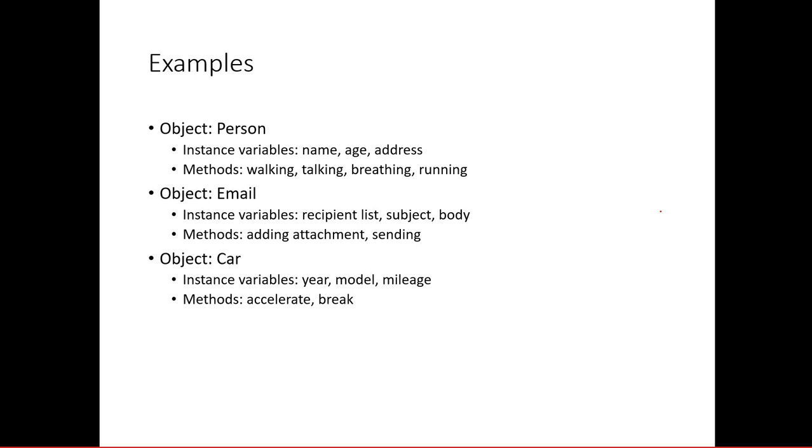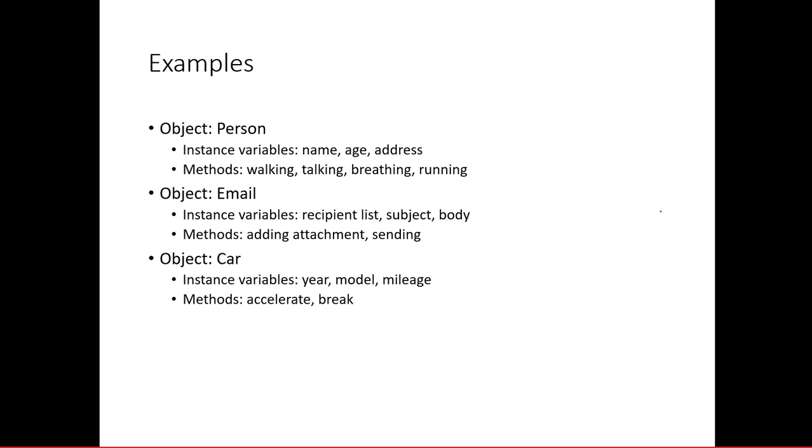Now the variables are, sometimes you can say, name of the person, age of a person, address, and what operations the person can perform. We can represent them as methods like walking, talking, breathing, running, and so on. Let's say you have an email application and you are going to use object orientation. The variables might be the recipient list or the subject and the body of your email. The methods could be things like you want to add an attachment and also you want to send an email. So these might be the methods.